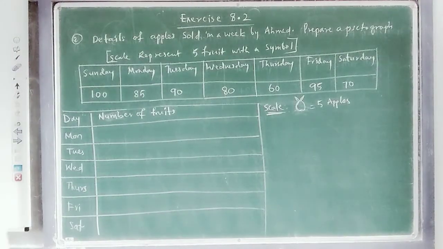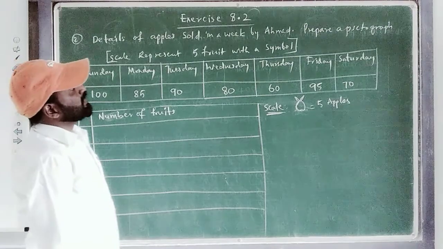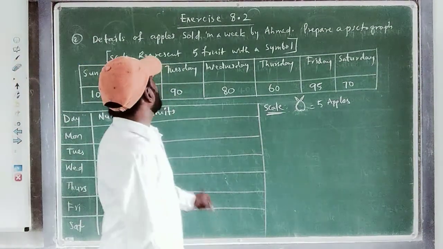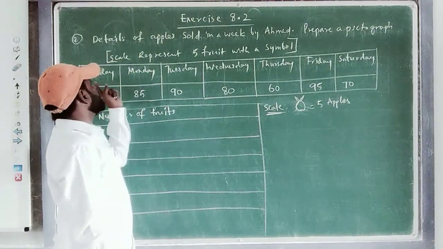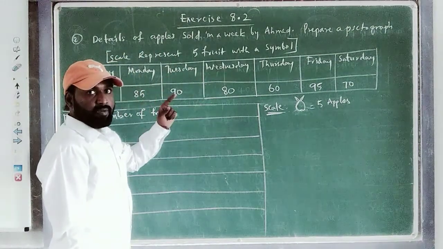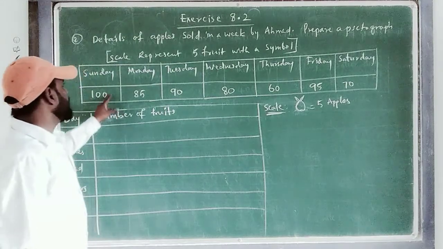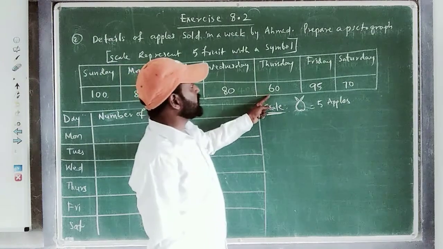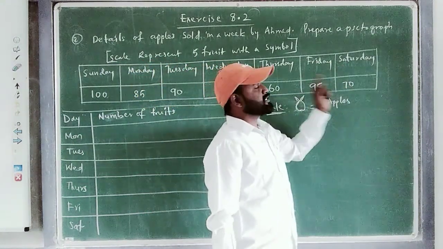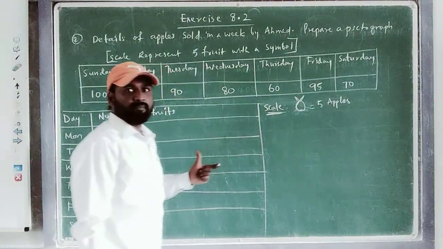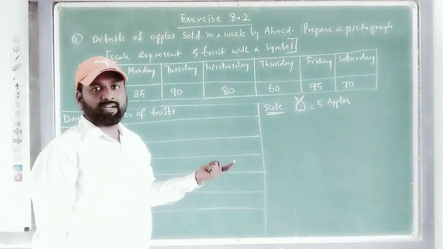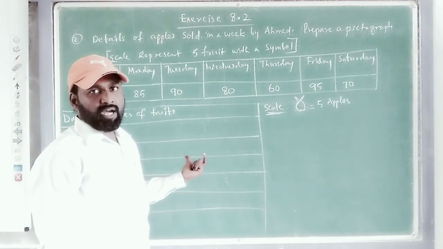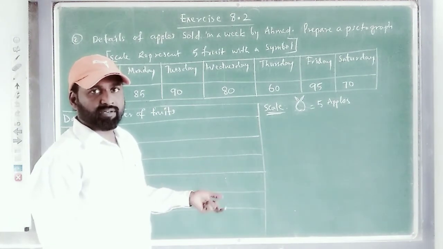See the next question. Details of apples sold in a week by Ahmed. Ahmed is a fruit vendor. In the market he sold apples each day, Sunday to Saturday. In the whole week, Sunday 100, Monday 85, Tuesday 90, Wednesday 80, Thursday 60, Friday 95, Saturday 70. These are different numbers of fruits sold on different days in a week. So we have to represent this data through a pictograph, choosing the scale. The scale is also given in the question itself.